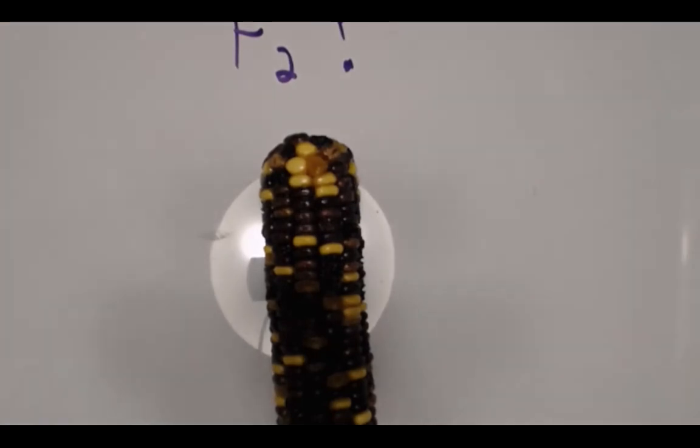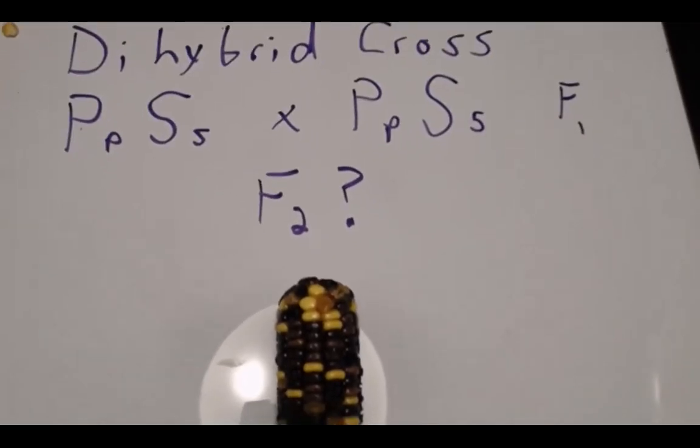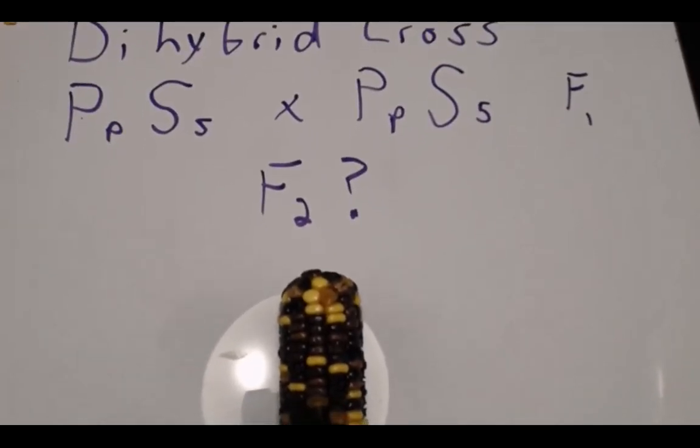There's going to be some that are totally yellow and smooth, and some that are yellow and wrinkled, some that will be smooth purple, and some that will be wrinkled purple. So there's 4 phenotypes in this dihybrid cross. Now, we know that the big P stands for purple, little p for yellow. What does the S stand for?